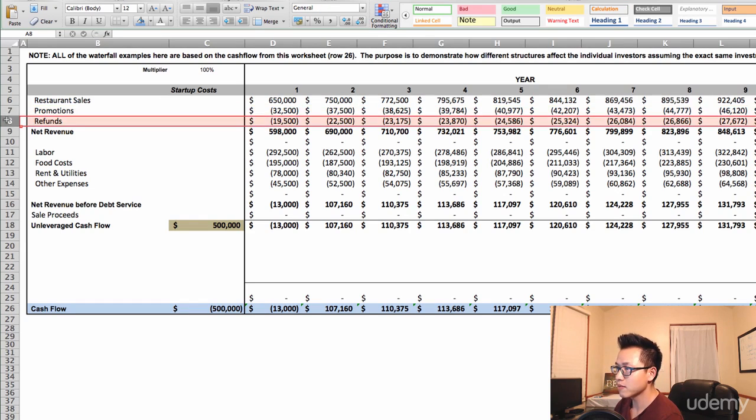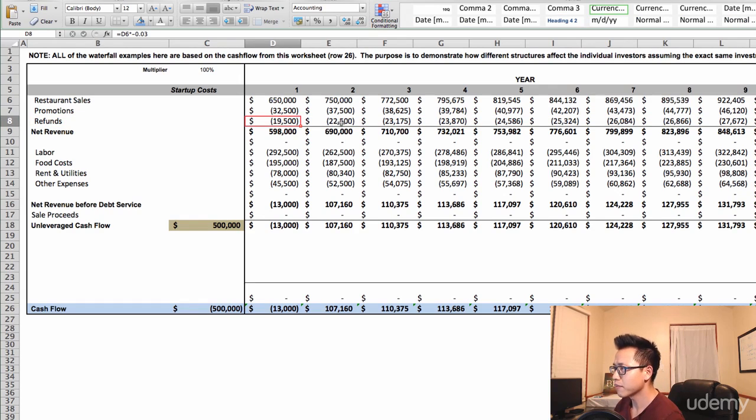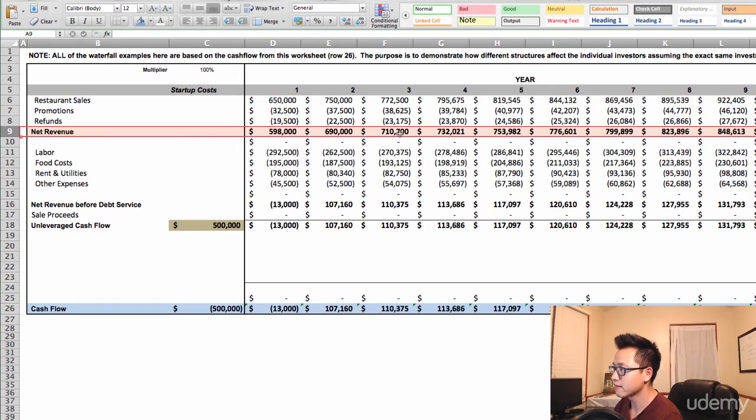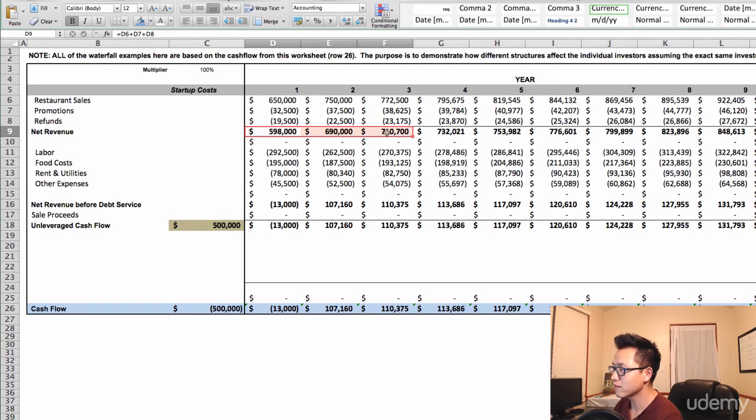And then I'm going to assume that there are going to be some customers who are not going to be happy with either the service or the food or both, and that in order to avoid a negative review on Yelp, they're going to give some refund. So I'm going to assume about 3% of its annual revenues will go towards refunds. Once we factor all that in, what we end up having here is a net revenue. So this is revenue after promotions and refunds.